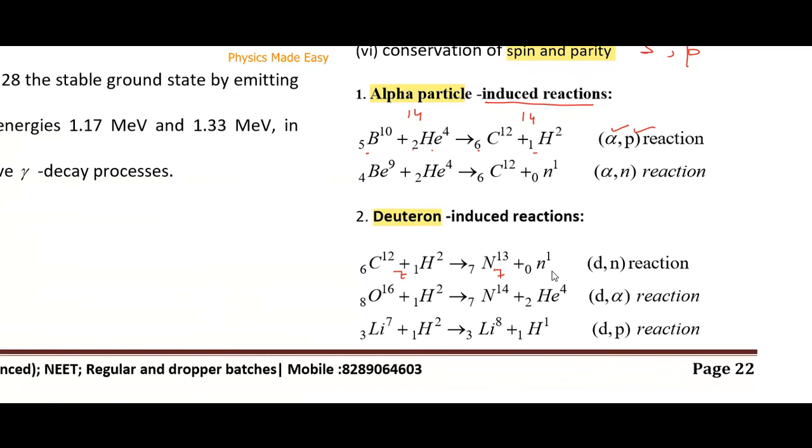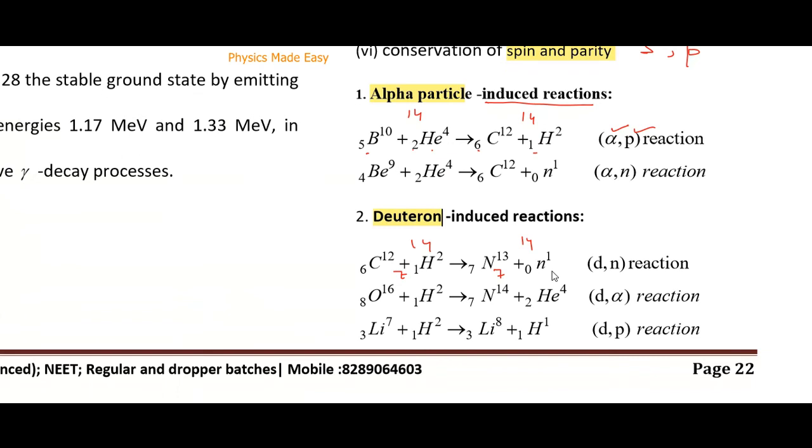Now conservation of mass number A. 12 plus 2, 14. 13 plus 1, 14. On the same line, 8 oxygen 16 plus 1 H2 is equal to 7 nitrogen 14 plus alpha particle. This is D alpha reaction. So here deuteron bombards oxygen, we get nitrogen and helium.